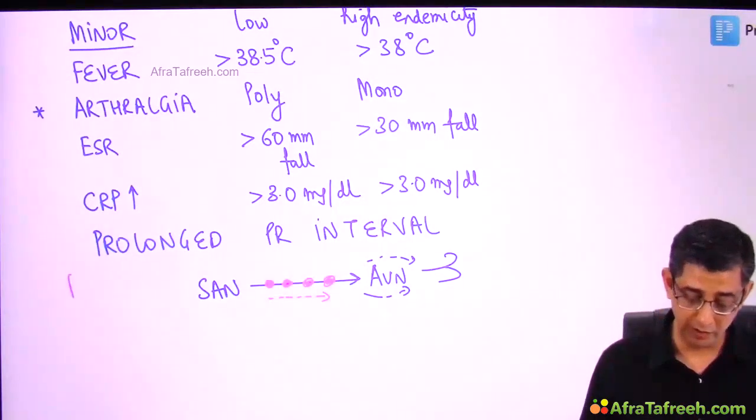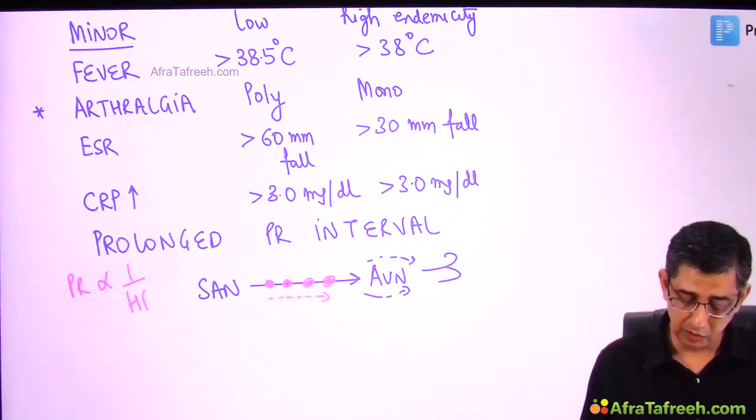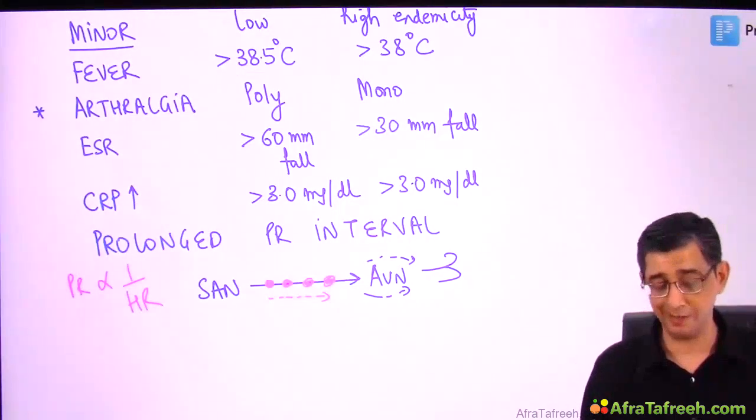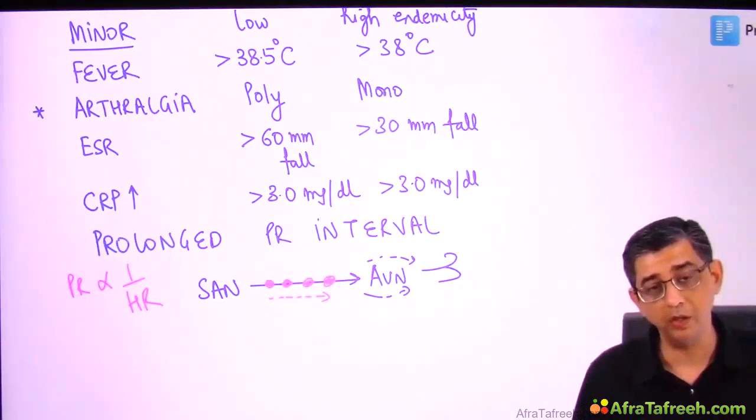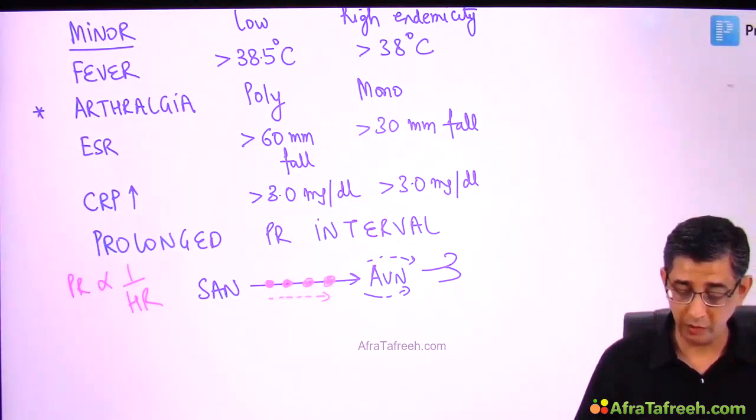See, PR interval always has an inverse relation with heart rate. So therefore, if these nodules slow down the conduction, the PR interval will also get prolonged. These are the minor criteria which I want you to remember from the topic.